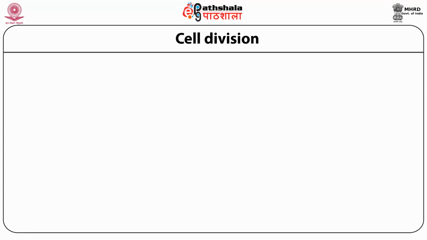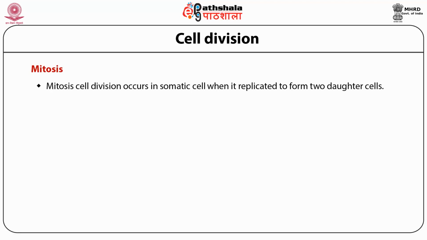There are 2 types of cell division. First is mitosis and second is meiosis. Let's first discuss mitosis. Mitosis cell division occurs in a somatic cell when it replicates to form two daughter cells. It is required for the growth of the organism.